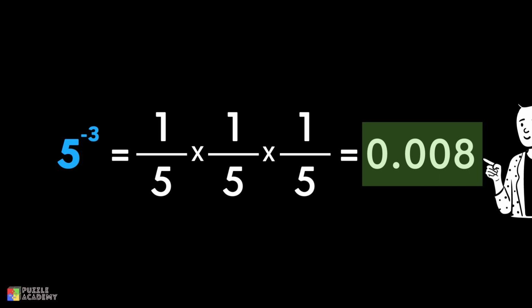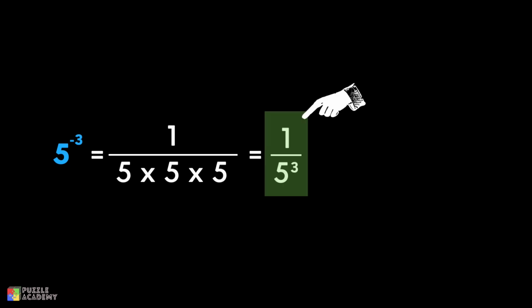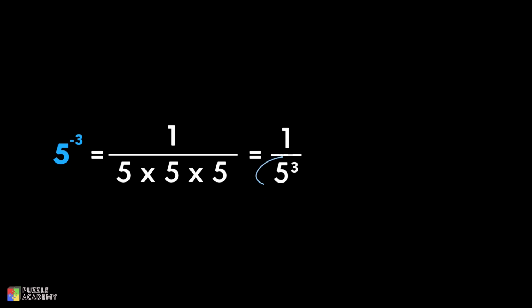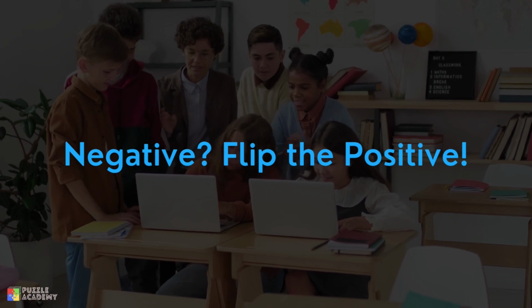But it is often easier to do it this way. 5 raised to negative 3. The same example could also be calculated like 1 over 5 times 5 times 5. And that is equal to 1 over 5 raised to 3. Also, if we simplify 5 cubed or 5 raised to 3, that is equivalent to 1 over 125. And if we convert it to decimal number, that is 0.008. Now, you have negative, flip the positive.